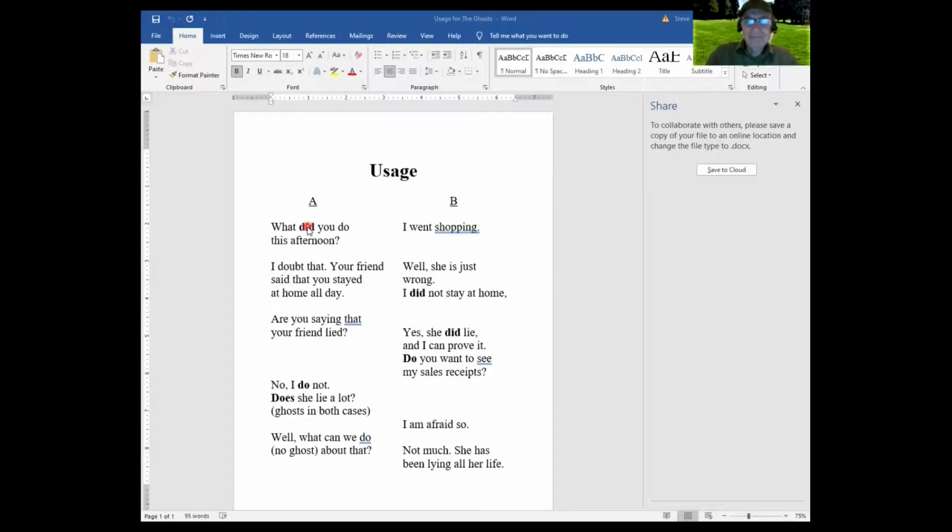What did you do? I have to use it. And this is the real verb. This is the main verb. This is the ghost. It's the auxiliary that goes along with do. And here the ghost is hiding. It's hiding behind I doubt that. And then I say, your friend said that you stayed at home all day.